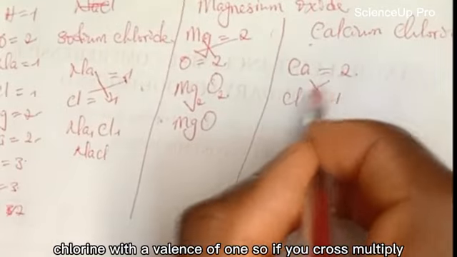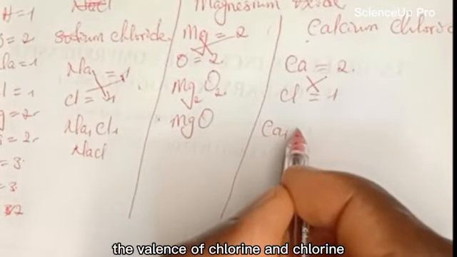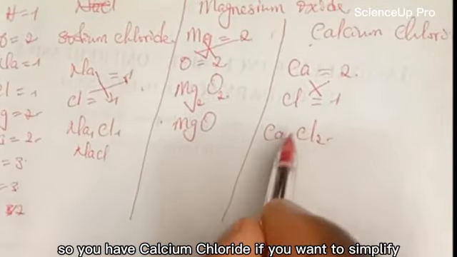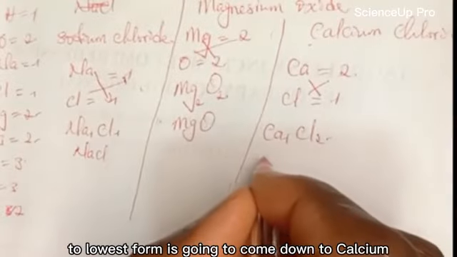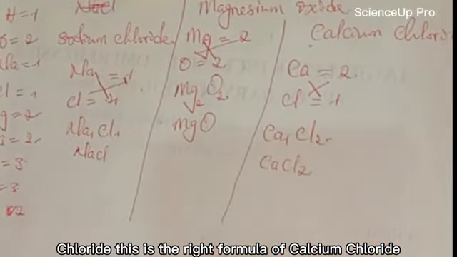If you cross multiply, calcium takes the valency of chlorine, which is 1, and chlorine takes the valency of calcium, which is 2. So you have CaCl2. If you want to simplify to the lowest form, it stays as CaCl2. This is the right formula of calcium chloride.